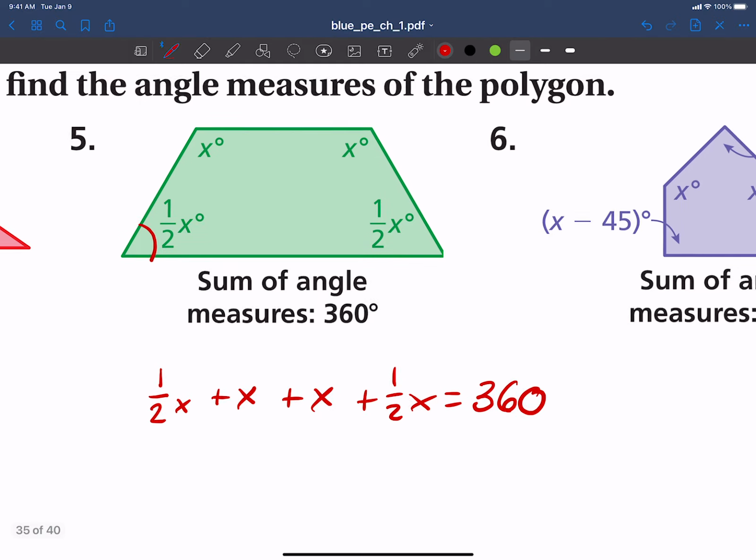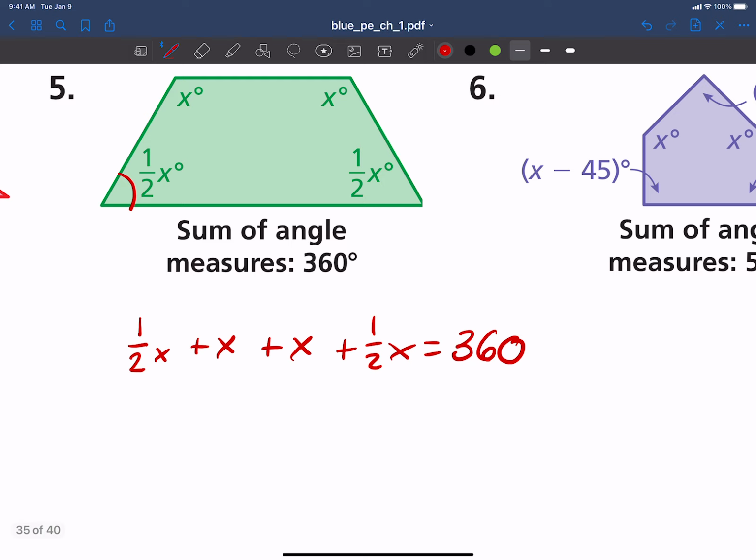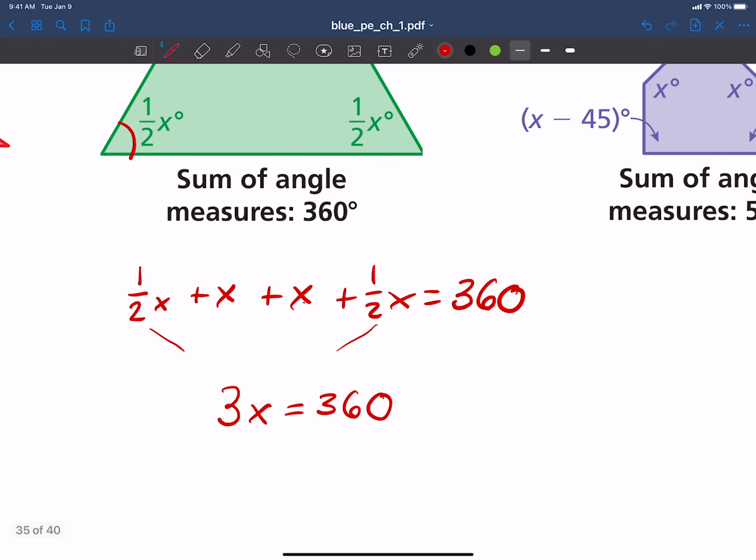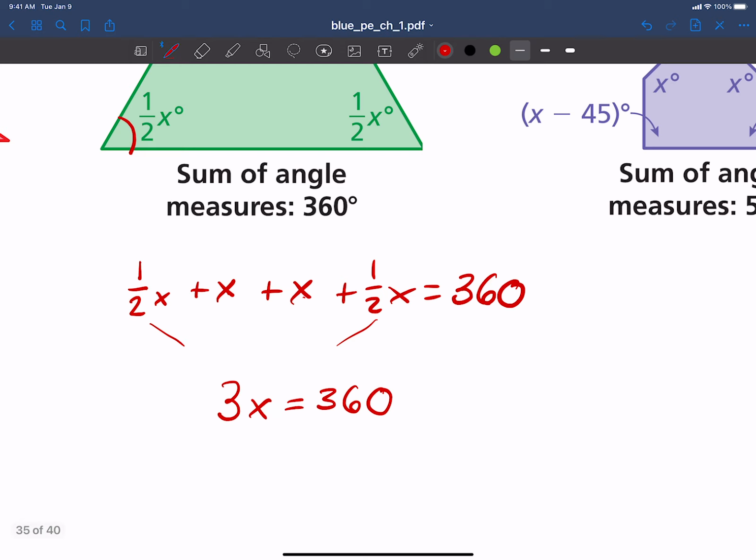That is a lot of like terms. I just put 1x actually when I did this problem. So how many x's are there all together? Half of an x plus half of an x makes 1x. 1x plus another x is 3 x's. What is 360 divided by 3?